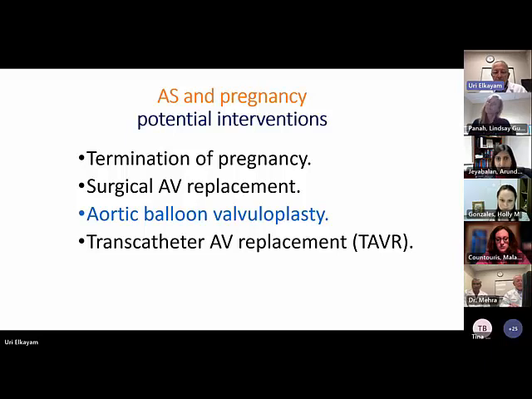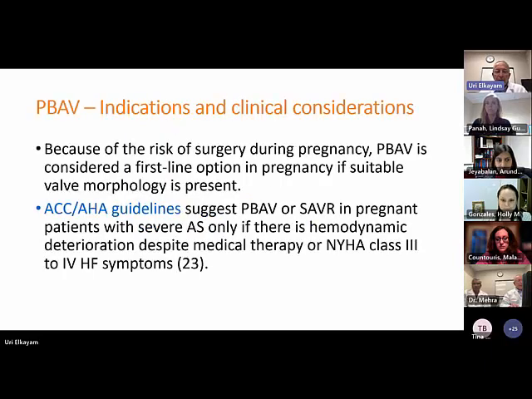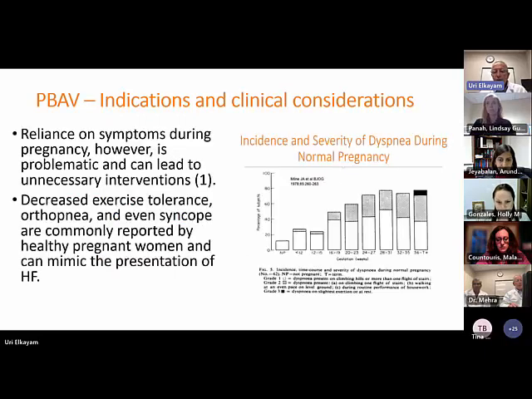So the valvuloplasty. Because of the risk of surgery during pregnancy, valvuloplasty is considered to be the first-line option in pregnancy if suitable valve morphology is present. The American College of Cardiology guidelines say the patient has to be very symptomatic to consider the procedure. But for the clinician, I think it's important to remember that in pregnancy, you cannot rely on symptoms alone.